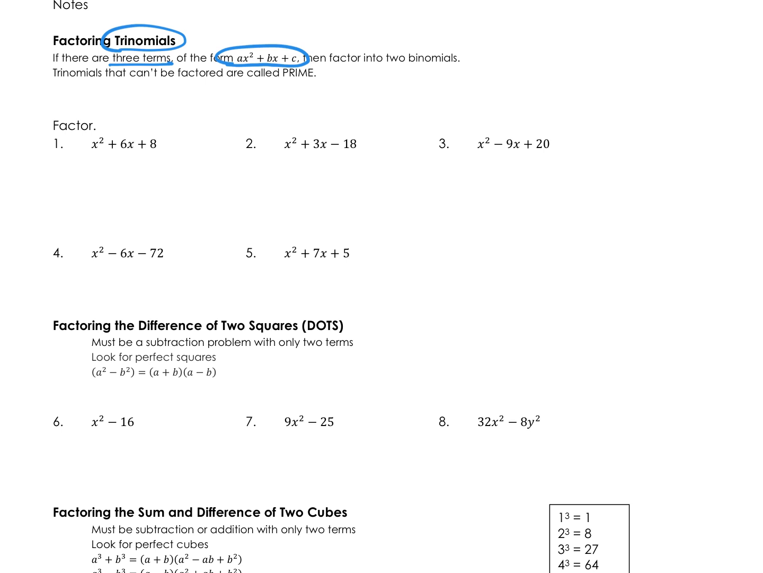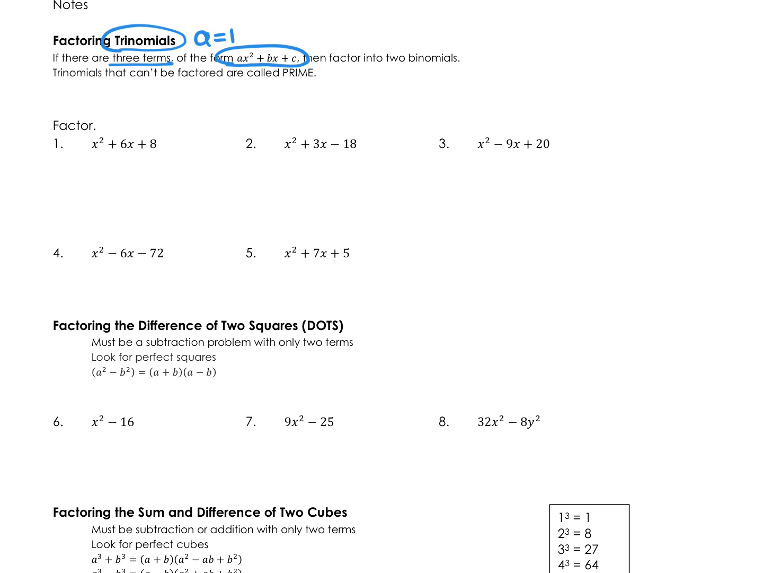And today we're only going to tackle trinomials when a is equal to 1. So when the leading coefficient, the number in front of the x squared, is just 1. So if you look at all 5 of these problems, these are all trinomials. They're all 3 terms. They have an x squared, an x, and a number, right? They're this form, x squared, x, and number. And there's no number in front of the x squared. So a is 1 for all of these.